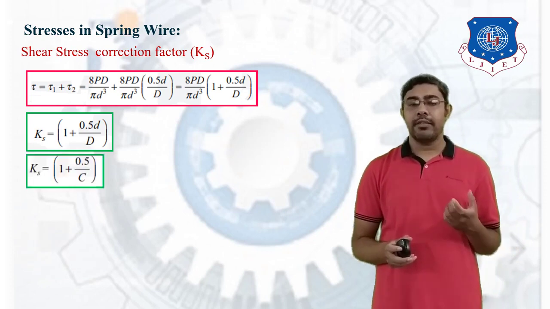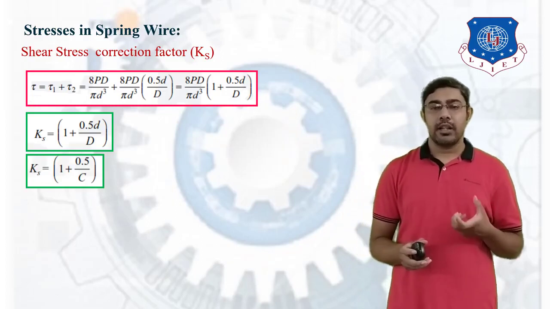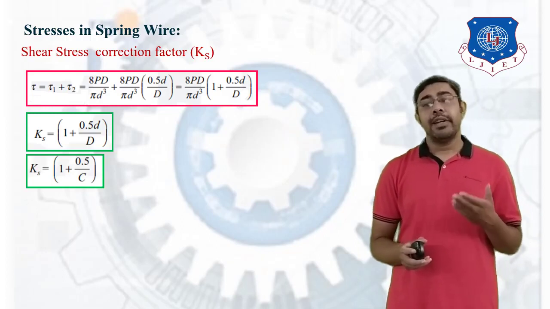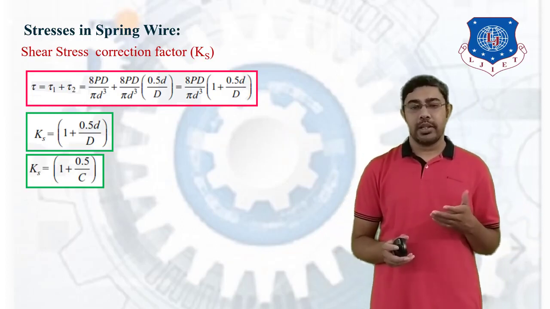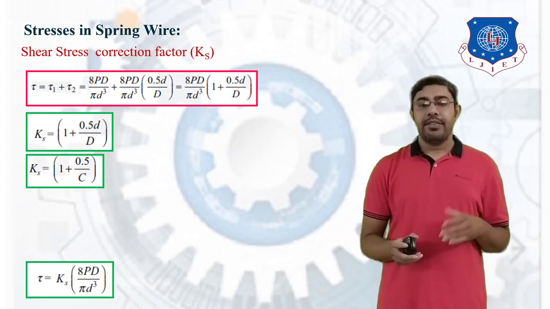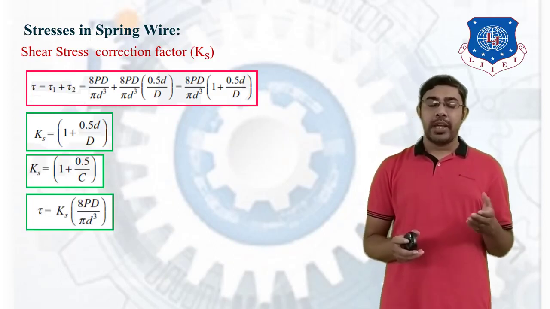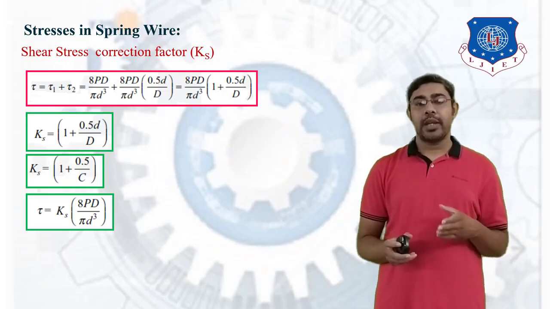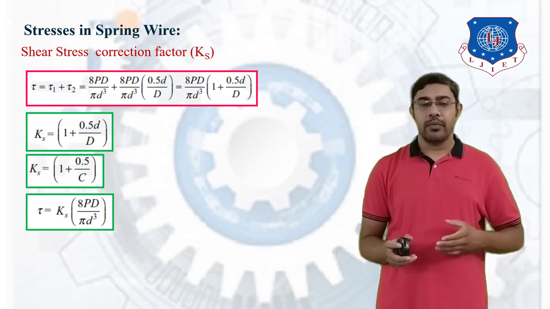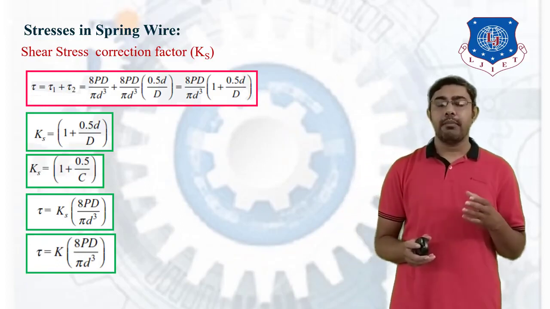So we can write Ks is equal to 1 plus 0.5 divided by C in terms of the spring index. Here C is the spring index, and the value of C we know is capital D by small d. So Ks becomes 1 plus 0.5 divided by C. If we place the value of Ks, tau becomes tau is equal to Ks into 8PD divided by pi d cubed.